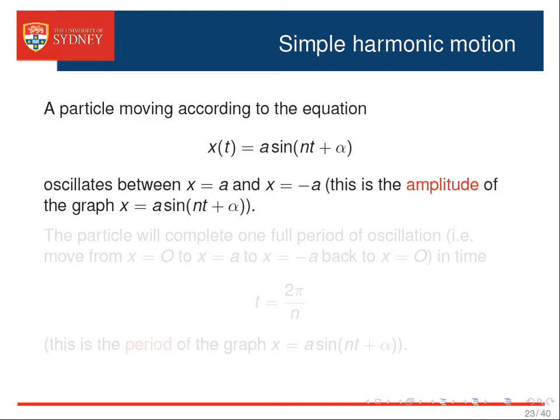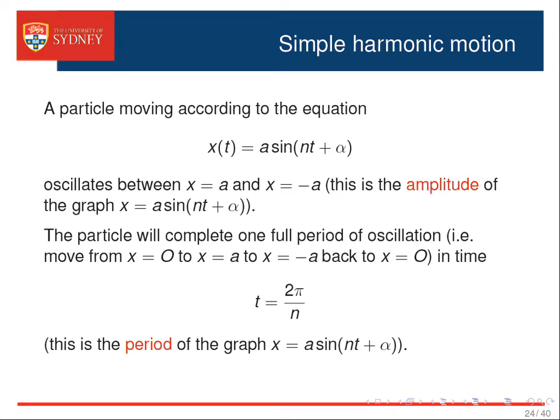The path followed by such a particle gives an oscillation between x equals a and x equals minus a, which is the amplitude of the graph x equals a sine(nt plus alpha). The particle will complete a full period, that is, moving all the way from the origin to a, then back down to minus a, and then back to the origin, in time t equals 2 pi on n, which is of course the period of the graph x equals a sine(nt plus alpha). This is where these words come from.